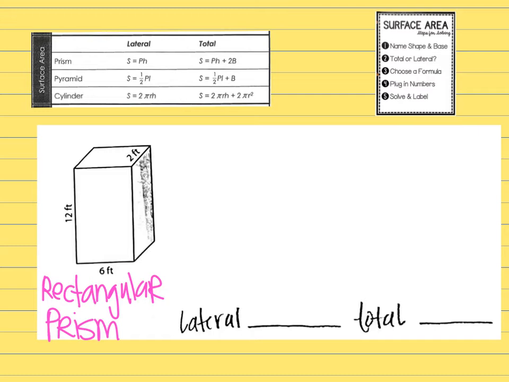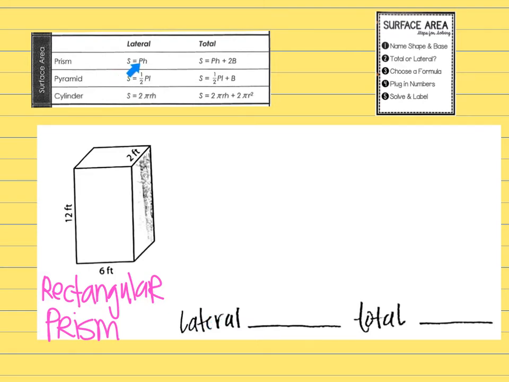A rectangular prism, I can look in this chart. I found the surface area section, prism. If I want to do lateral, I am just going to do this little formula that says capital P H. If I needed to do the total, I would still do that section, but then I would also add the 2 bases. So my first step is I'm going to do lateral surface area.